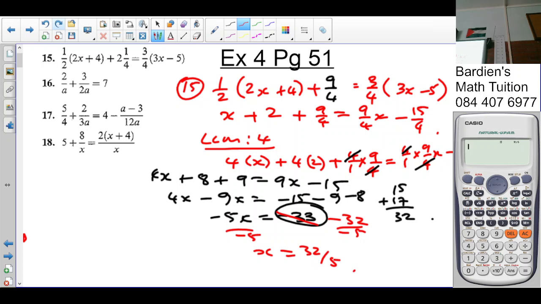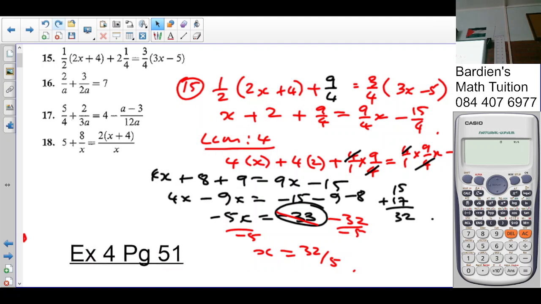Is that correct, people? Understand where you're going wrong? This is a minor mistake. People, any problems with 16, 17, 18? Right, let's carry on to the next part of the work.